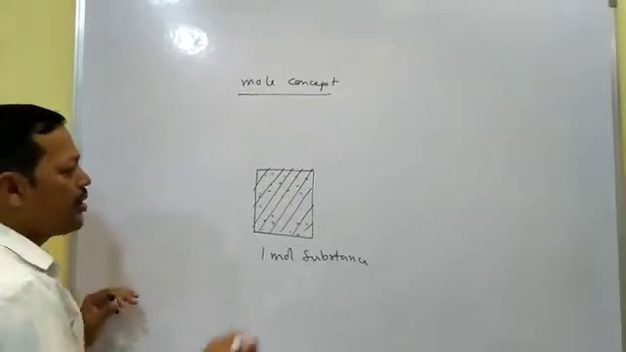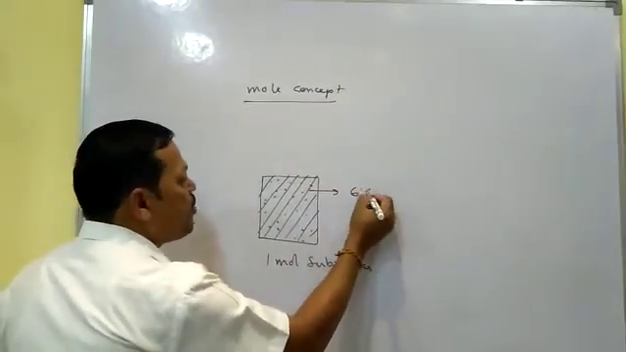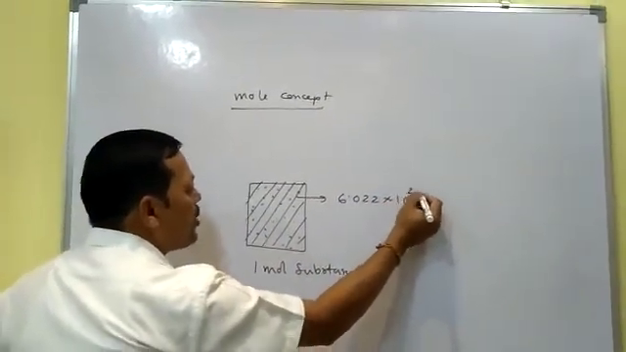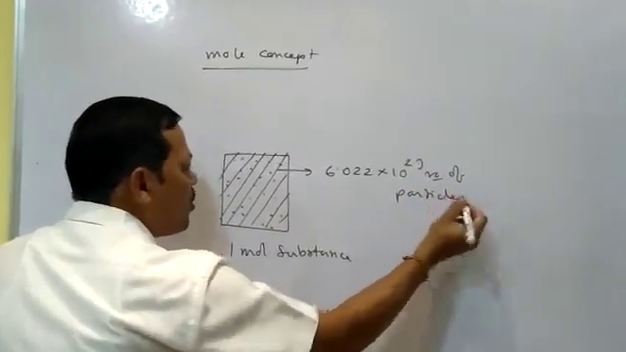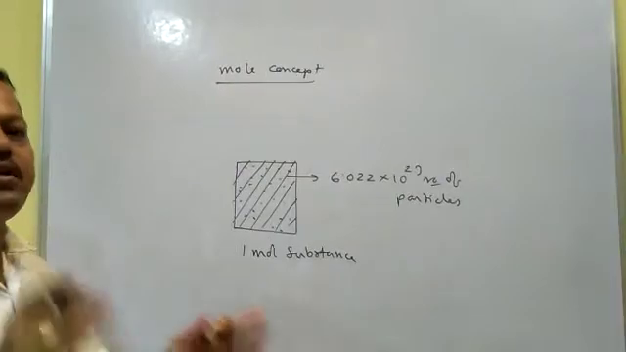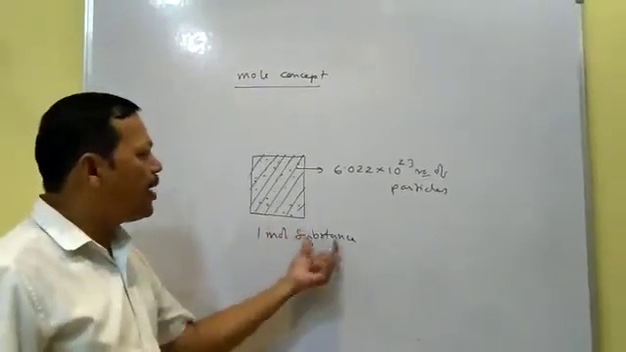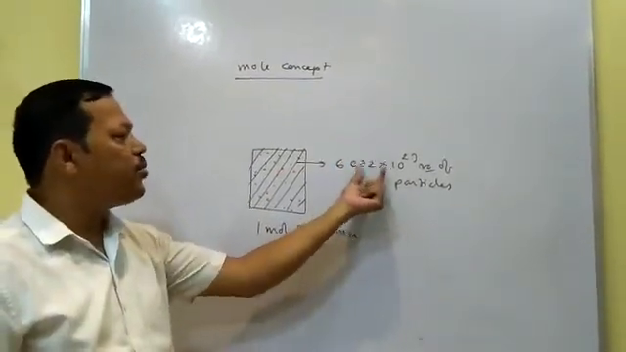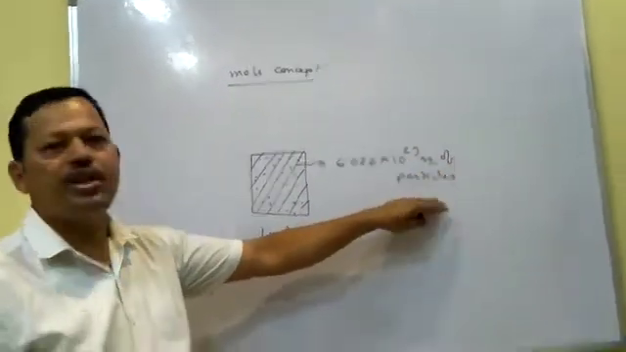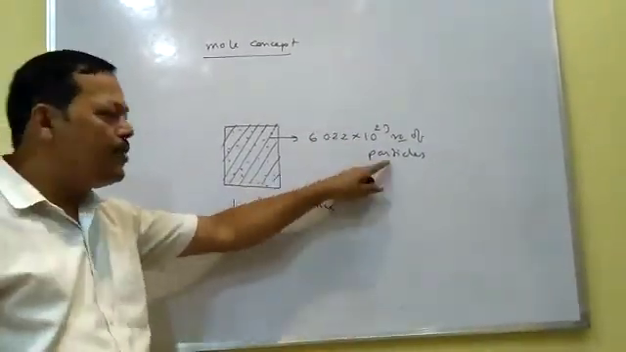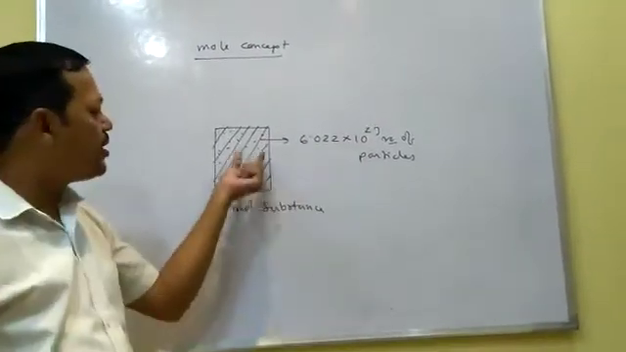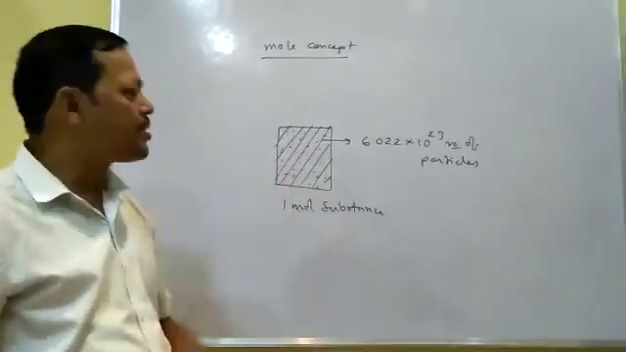Now, if this substance is exactly 1 mole, that means it contains 6.022 into 10 to the power 23 number of particles. So 1 mole of any substance, whether it is solid, liquid or gas, always contains 6.022 into 10 to the power 23 number of particles. These particles may be atoms, may be molecules, may be ions, depending on the nature of the substance.